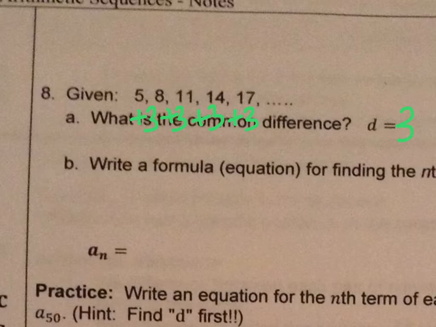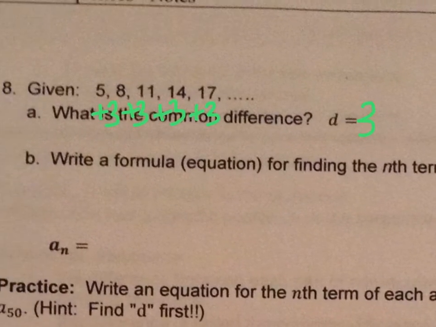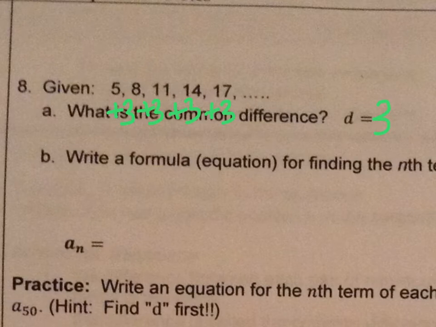Part B is now the new part where it's asking us to write a formula, in other words, an equation, for finding the nth term. So in other words, we're writing an equation where I can plug in any number position of the sequence and find out what is the value of the number in that position. So if I want to know the 50th term in a sequence, I could plug in 50 for n and find out what is going to be that value when it's the 50th number in that sequence.